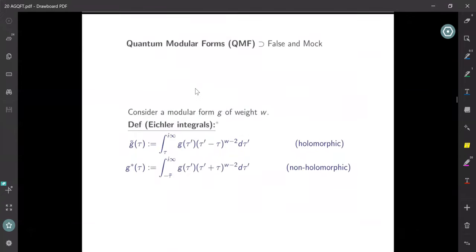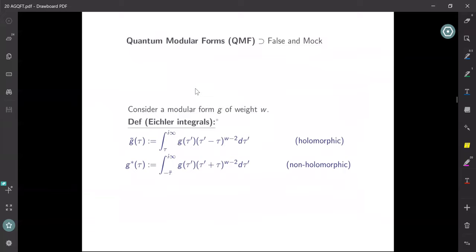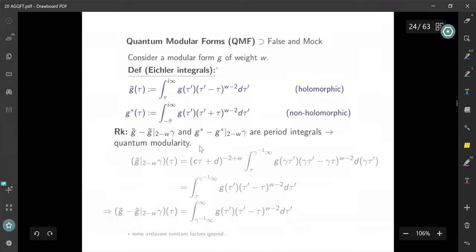Are there any examples? Well, yes. For instance, some examples are given by the Eichler integrals. There are two types of Eichler integrals that we'll need to talk about. One is holomorphic and the other is non-holomorphic. As the name suggests, these are integrals of certain modular forms. And it is easy, or at least not difficult, to see why such Eichler integrals are quantum modular forms. Because if we take this cocycle, then what we're left with is a period integral. Here I do the computation for you.